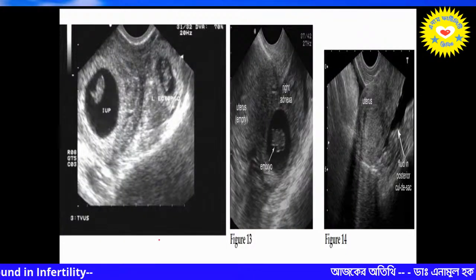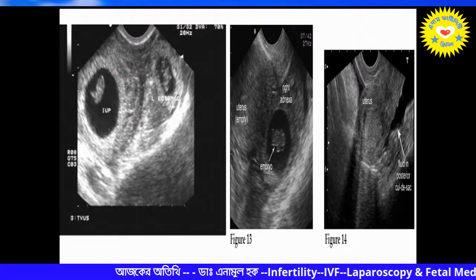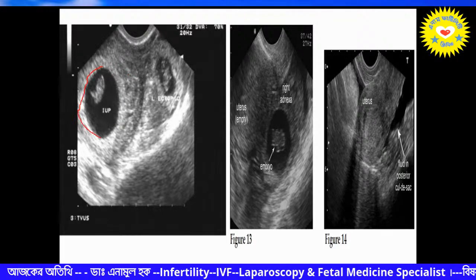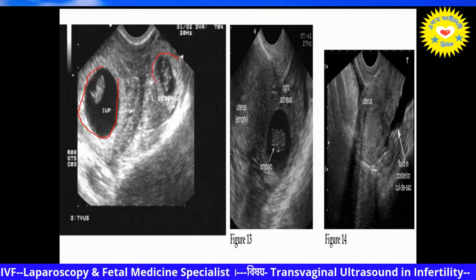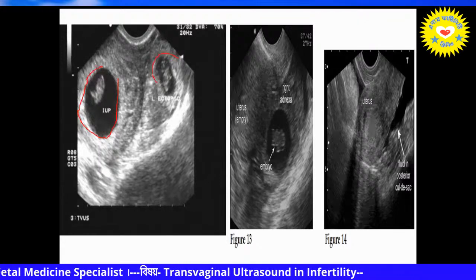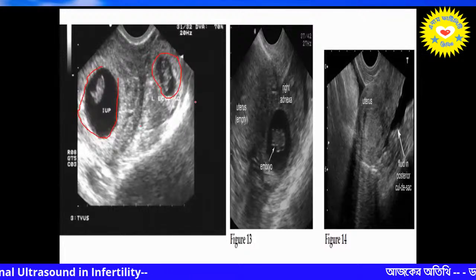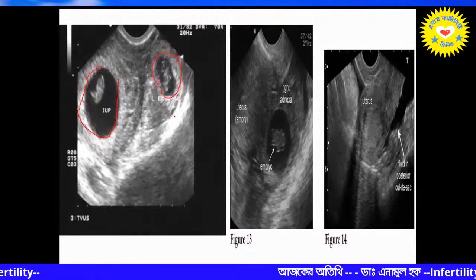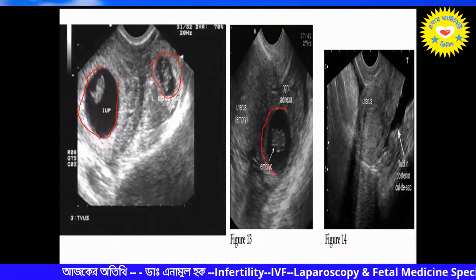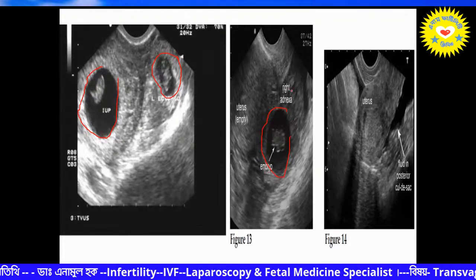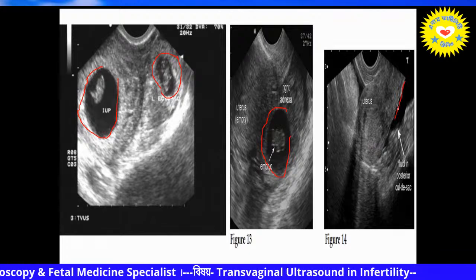And sometimes, very unfortunately, you can find that there is a sac within the uterine cavity, and there is also another sac outside the cavity. So this is the heterotopic pregnancy. You can sometimes get a heterotopic pregnancy. And here you see there is a gestational sac-like structure within the ovary. This is an ovarian pregnancy, and you will get free fluid in the cavity. This is a ruptured ectopic pregnancy.